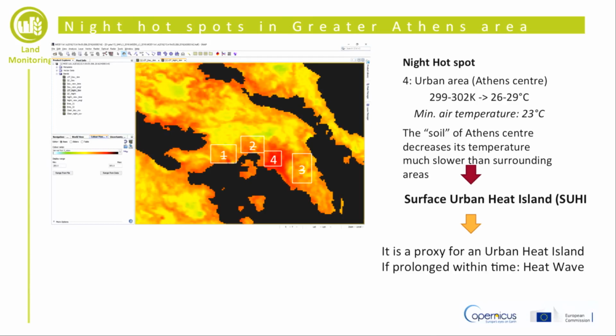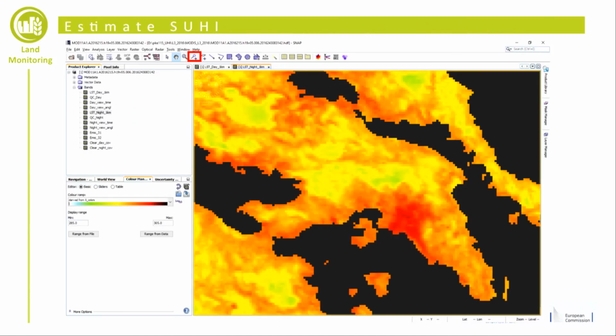It identifies a surface urbanity island effect for which the Athens center cools down more slowly than the surrounding areas. This surface urbanity island is a concrete indication of a possible urbanity island which, if prolonged over time, can give rise to a heat wave. Now, we would like to numerically estimate the surface urbanity island effect by comparing the land surface temperature of the hotspot with the one of the surrounding areas.